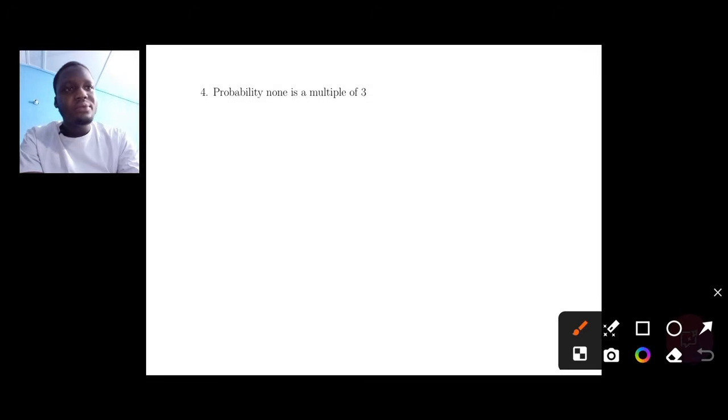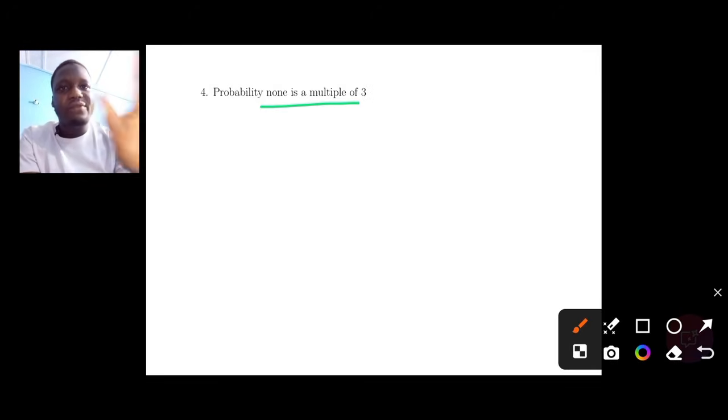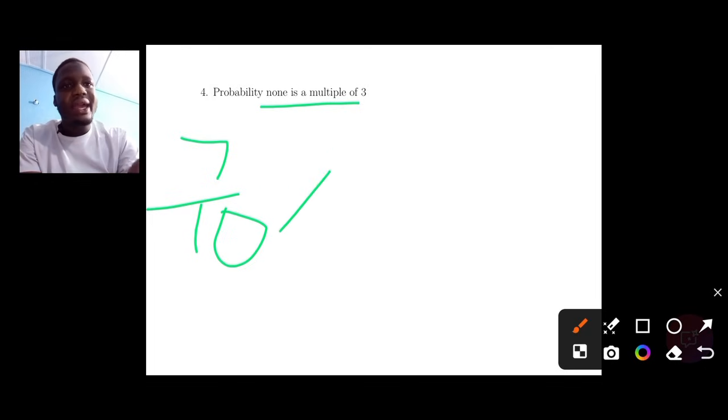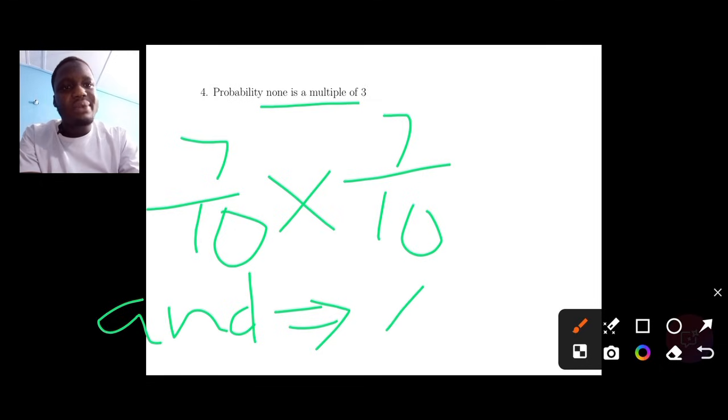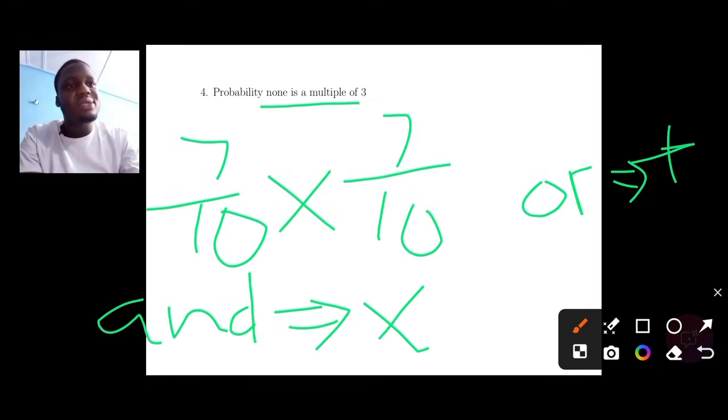So the probability that none is a multiple of 3 means that the first one is not a multiple of 3, and the second one is not a multiple of 3. I already told you "and" stands for multiplication and "or" stands for addition. You will see situations where we will say "or" instead of "and", and you should master this through solving multiple questions and watching Inorganic Tutors Institute all the time.